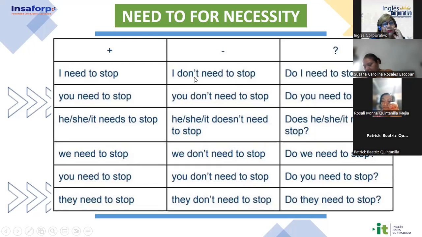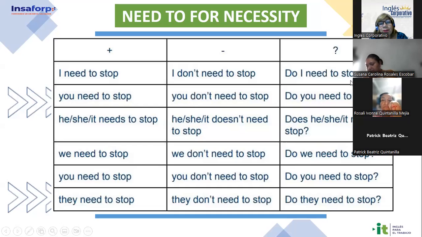Now, negative. I don't need to stop. You don't need to stop. He, she, it doesn't need to stop. We don't need to stop. You don't need to stop. They don't need to stop. And as you see here, only with the third person, he, she, and it, you have doesn't. Only with them, right?